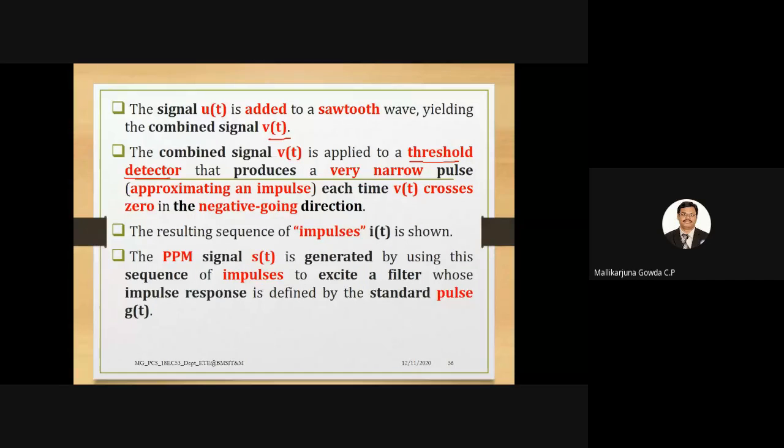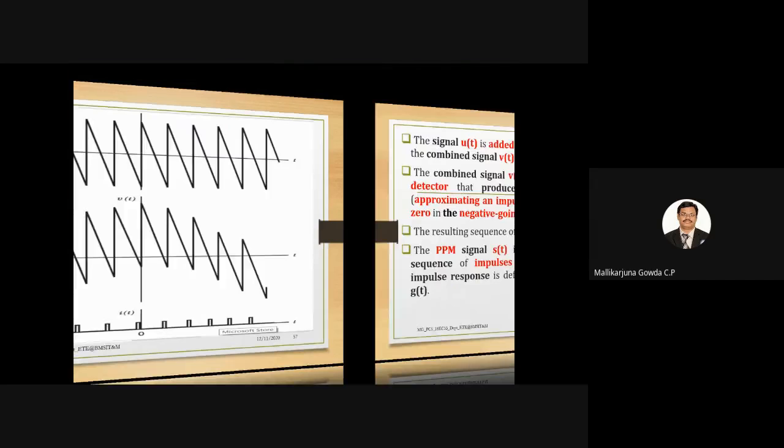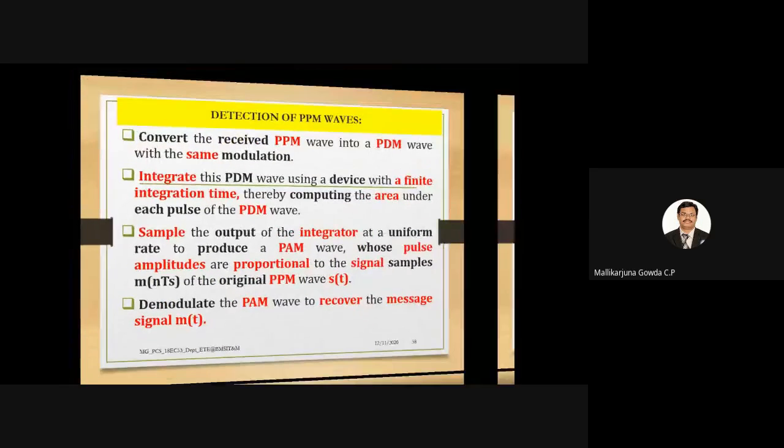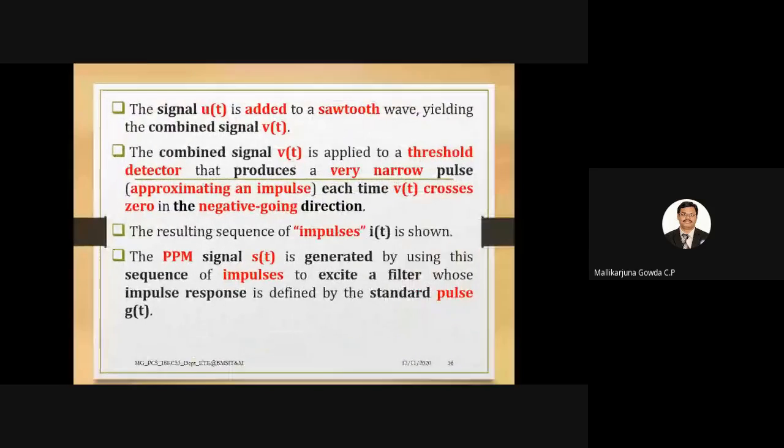Each time v(t) crosses the zero reference line in the negative going direction, I get a sequence of impulses generated. That is known as the PPM signal. Then that sequence of impulses will be given to the pulse shaping filter to get the standard pulse position waveforms, or standard PPM waveforms. So this is all about the generation of the PPM wave. Hope the things are clear.